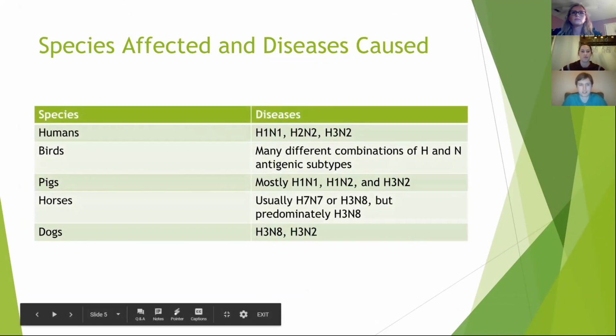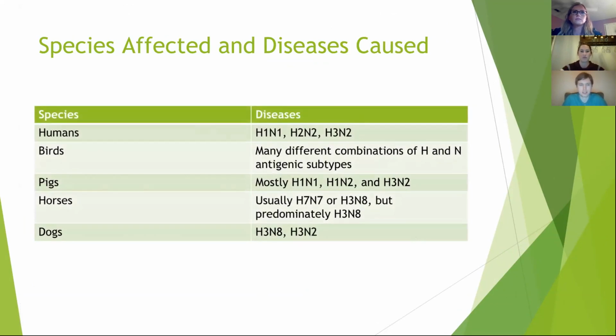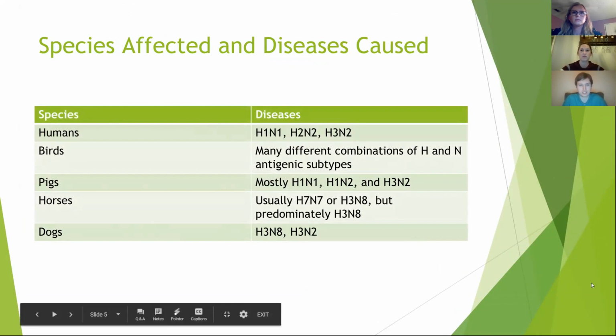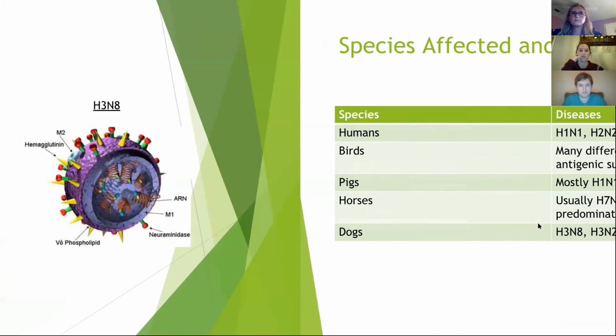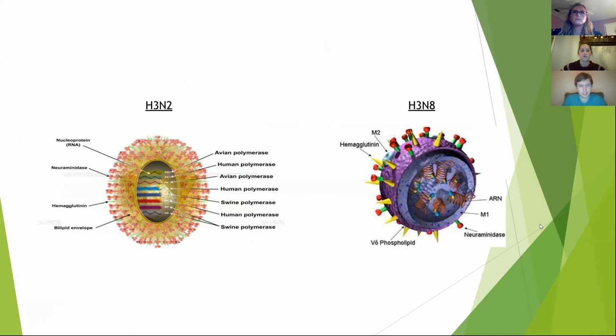And this just goes over some more of the species that are affected by the virus in general and the diseases caused. So the species affected are humans, birds, pigs, horses, and dogs. And then the diseases you can see on the right. These are the two diseases we will go over, H3N2 and H3N8. And with these diagrams, you can view the neuraminidase and hemagglutinin projections off each of the different viruses.